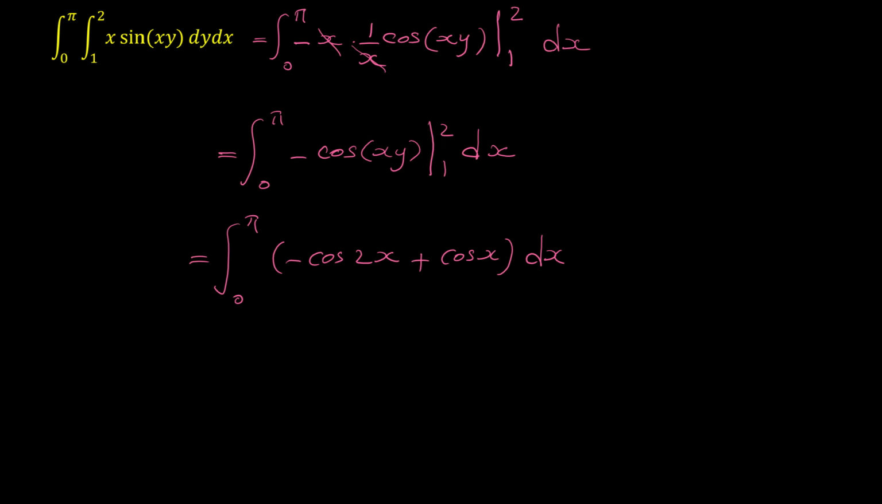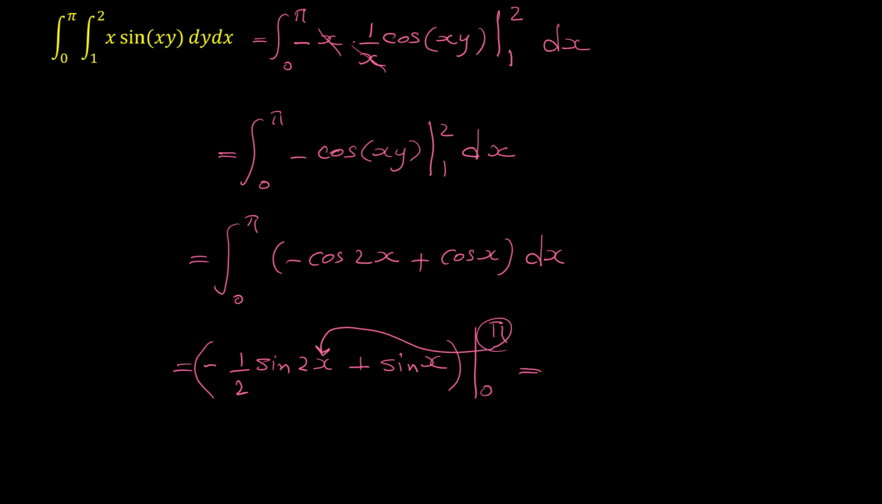Now we have to find the integral with respect to x. The integral of cosine of 2x, we have to put the negative here. The integral of cosine of 2x is sine of 2x. Don't forget the reciprocal of the coefficient here. And the integral of cosine x is sine x. And all of this is from 0 to pi.